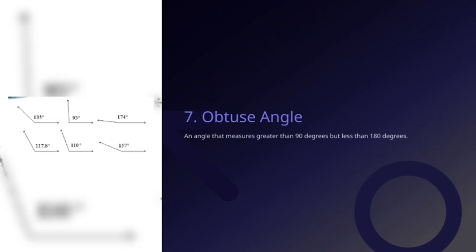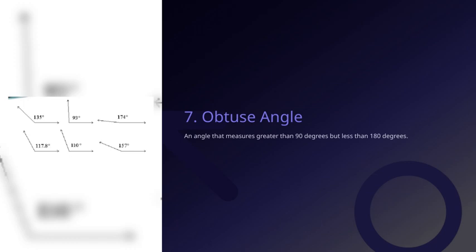An obtuse angle is one that measures greater than 90 degrees, but less than 180 degrees. So, imagine an angle that's wider than a right angle but not quite a straight line. These angles are important because they show us a different range of angles that aren't sharp or narrow, but rather more open. Understanding obtuse angles helps us see the full spectrum of angles in geometry, and they appear frequently in various shapes and real-world objects.